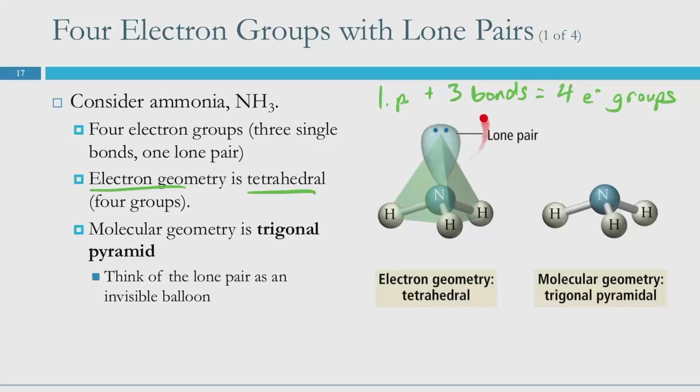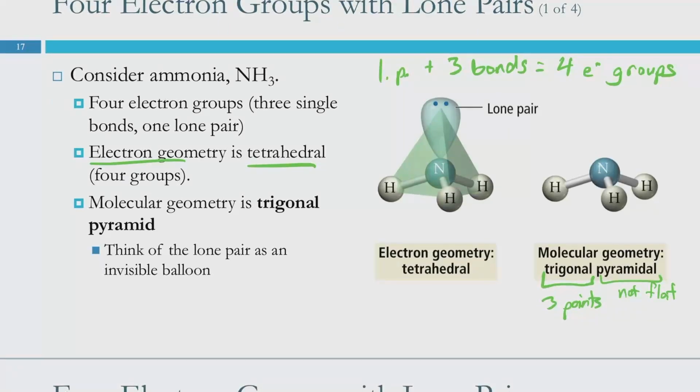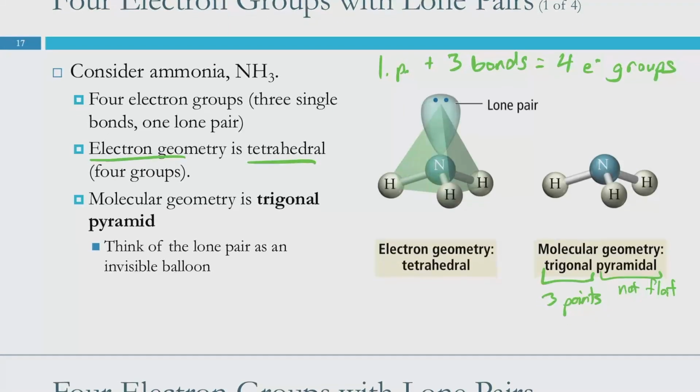If we ignore this lone pair, because it's just electrons, it doesn't really take up space, then our shape is trigonal. We've got 3 points, but it's not flat, because that electron pair is exerting repulsion from the top, so it's pushing those other 3 groups away, and so it's not trigonal planar, it's now trigonal pyramidal. Questions?